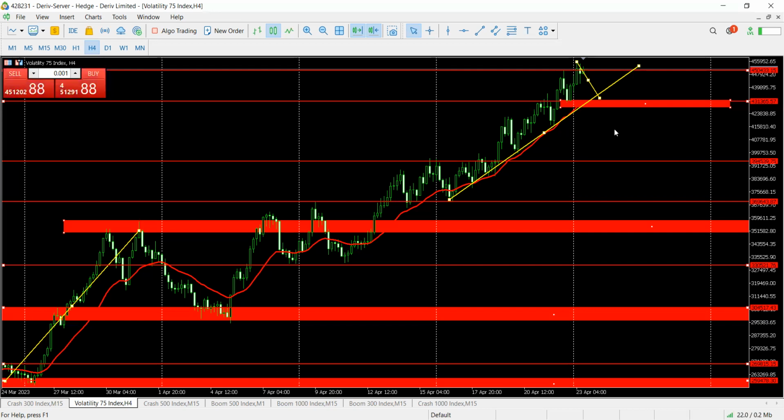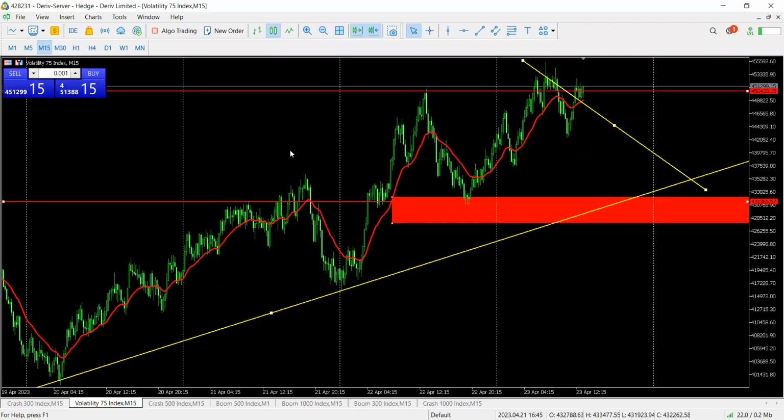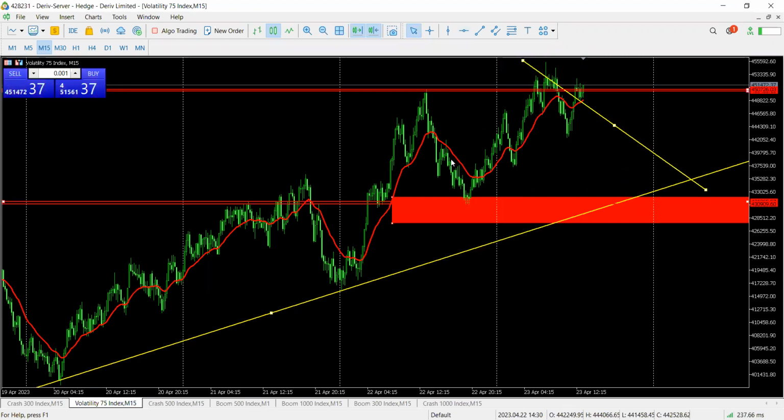So now I have to look for entries. For entries, I'll now use M15. In M15, I'll try to understand how the market is moving. I'll try to identify the lower lows and the higher highs. In this case, this is my high, and this is my low here. Let me put them in yellow color.